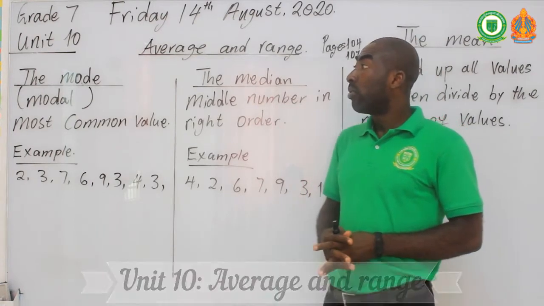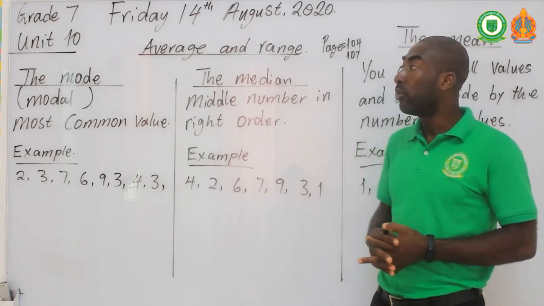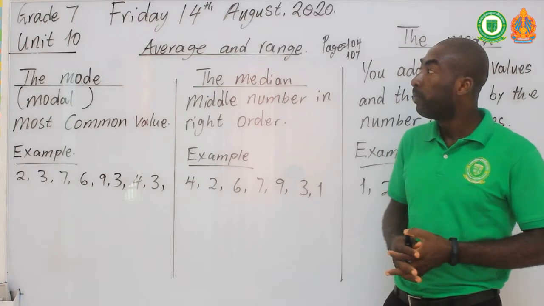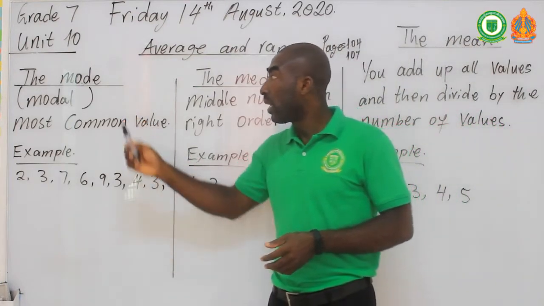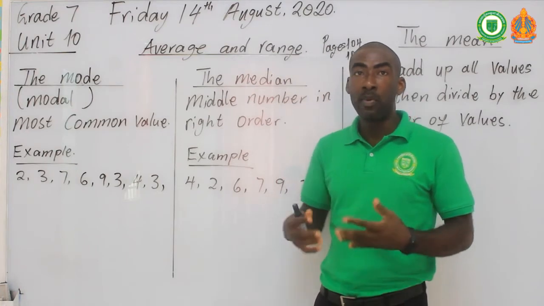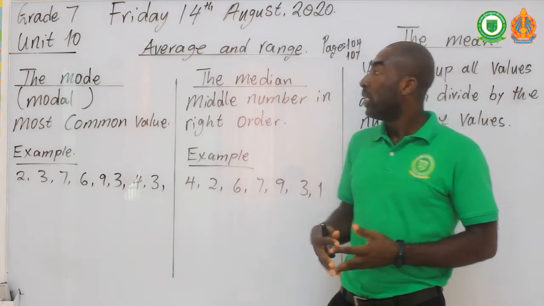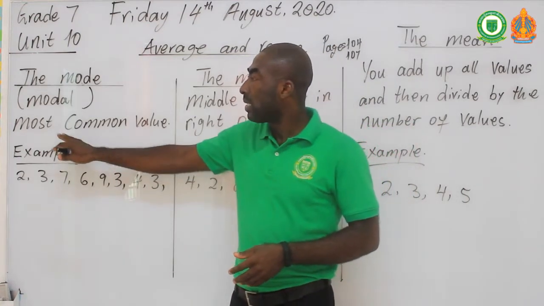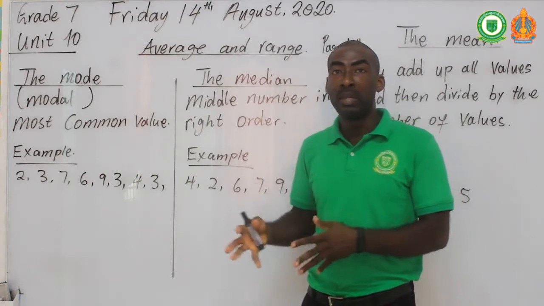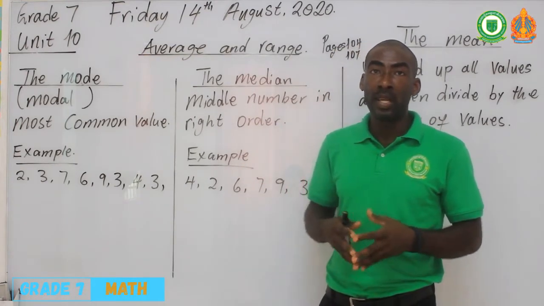We're going to go through the various kinds of averages that we have for you to understand how each of them works. The first one that we're going to look at will be the mode. A mode is a type of average that you can find. And what is the mode? The mode is the most common value. It's the most common number within the statistics or within the data that you are working with.